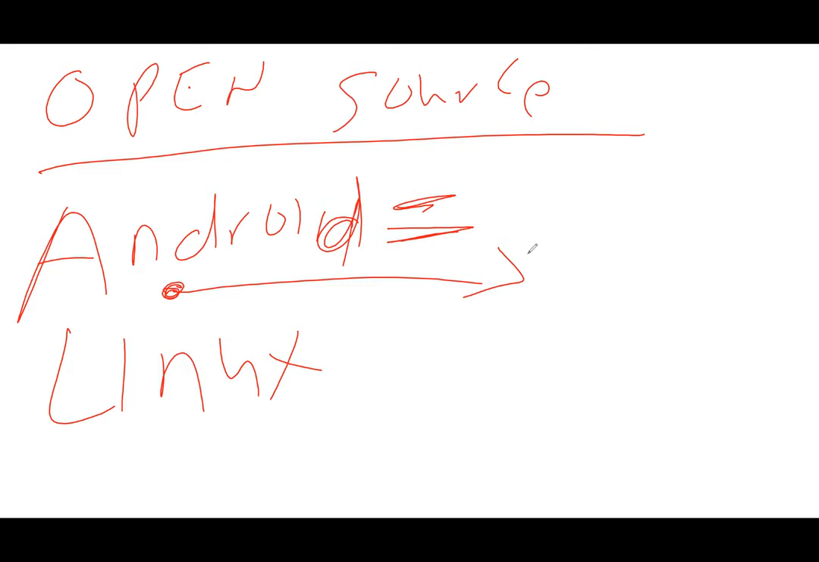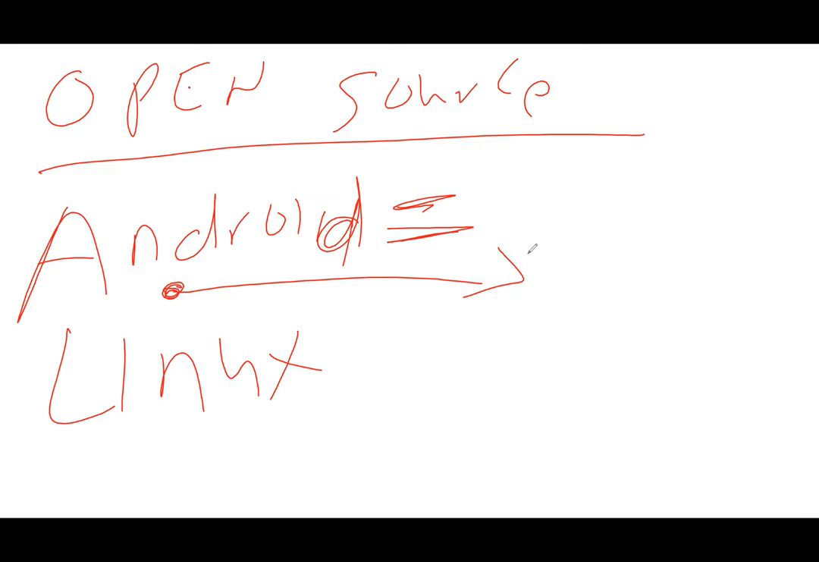They said, here's our code, use it. Google says, we're going to make more money from the back end. Let everybody put it on their mobile phones. This is why Android is the most popular platform for phones.